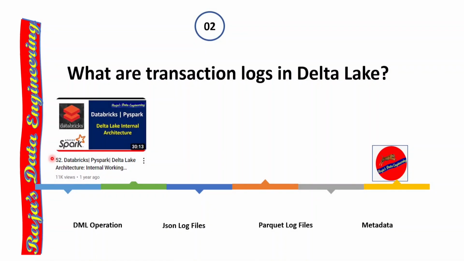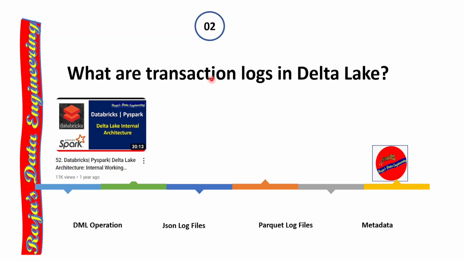And coming to the second question, what are transaction logs in Delta Lake? Again, I have created one video on this, video number 52. I talked about Delta Lake internal architecture. You can refer to that video to understand what a transaction log is and how we can answer this particular question. For this question, we have to talk about DML operations. With the help of transaction logs only, Delta Lake can support ACID transactions.